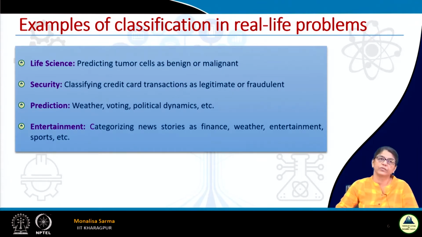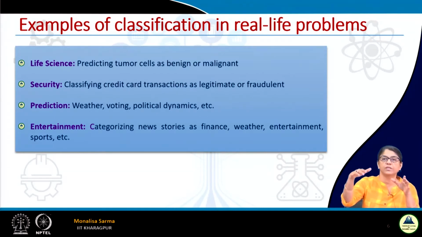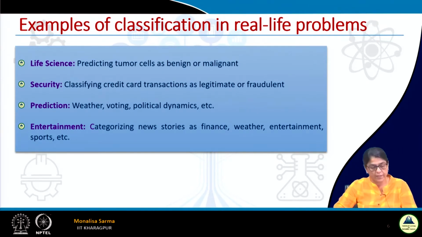Like now, again, we can think of weather prediction. The satellite collects data of humidity, wind speed, pressure, and many other factors. It collects different data, and based on this data, it can classify which class the next day will fall in. It will be a cloudy day, sunny day, whatever it is. So these are the different features. It takes the values of the different features, and based on them, it tries to identify the class. Similarly, in entertainment, categorizing news stories as finance, weather, entertainment, sports, etc.